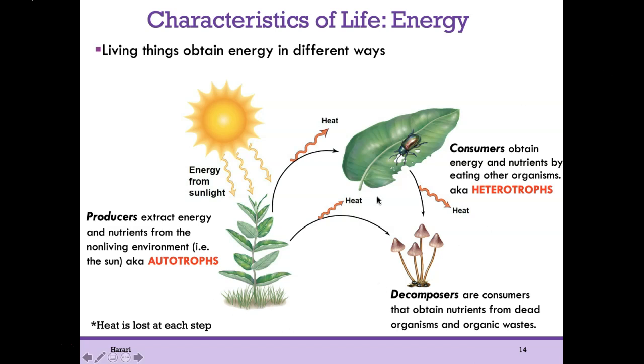And just to mention, at each step of energy conversion, as this bug, this consumer, is eating the leaf of this plant, which is a producer, energy is being lost in the form of heat. So heat is always accumulating in the environment, and that's just one of the laws of thermodynamics: energy gets converted from one form to another, but this conversion is not very efficient because heat is lost at every step.